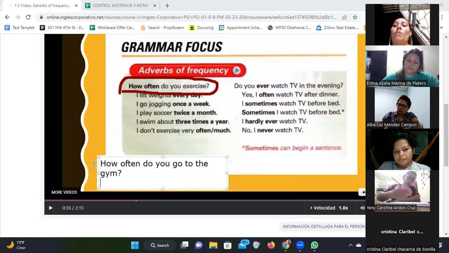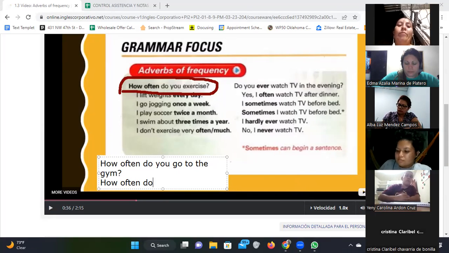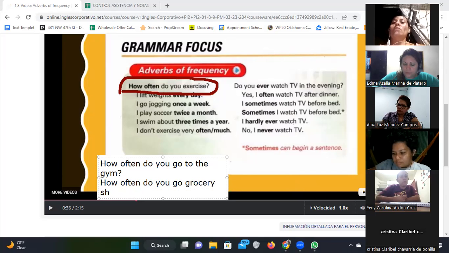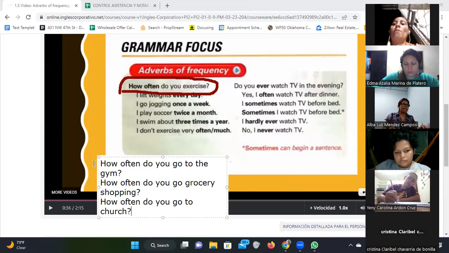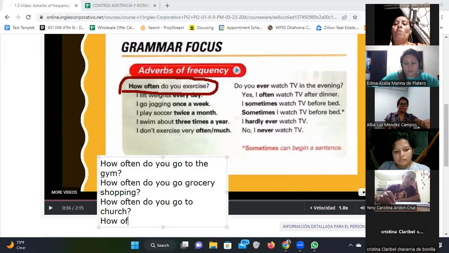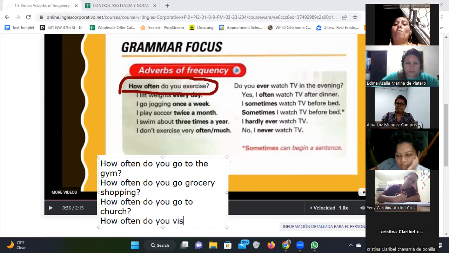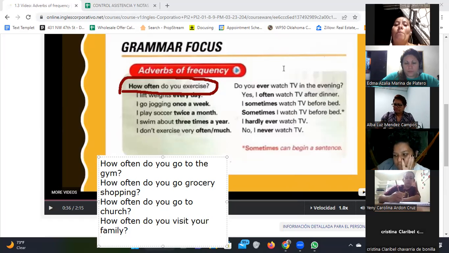¿Con qué frecuencia vas al gym? ¿Con qué frecuencia haces el súper? How often do you go grocery shopping? ¿Con qué frecuencia vas a la iglesia? How often do you go to church? ¿O con qué frecuencia visitas a tus papás? How often do you visit your family? Right. Those are all some examples.